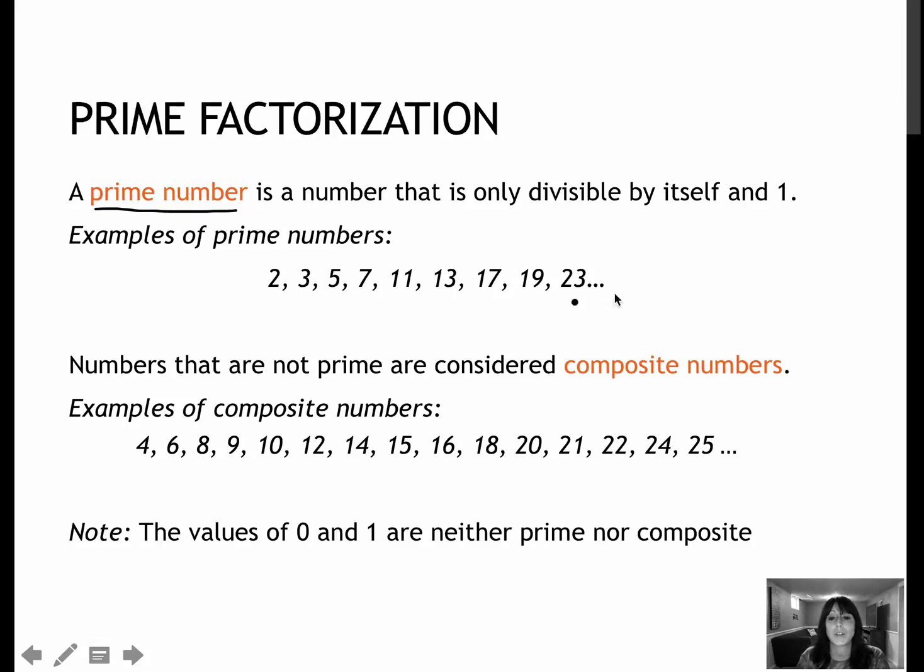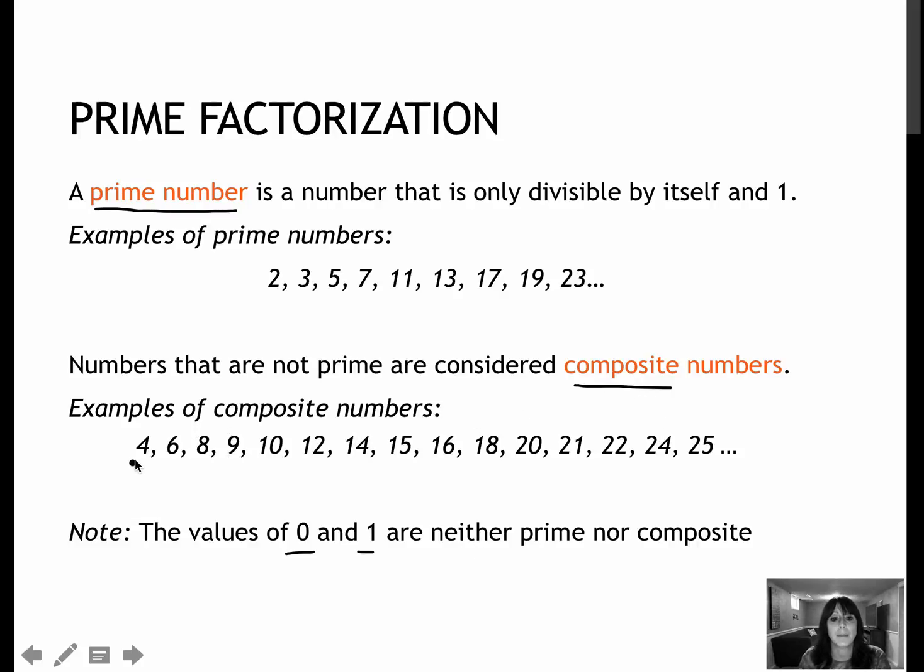So prime numbers I couldn't break down any further, like the number 2. 2 cannot be broken down into 1 times 1, it can only be 1 times 2. 3 can only be 1 times 3, etc. So these are all examples of prime numbers because they won't break down further. All of these are considered composite numbers. So a number is either prime or composite, with the exception of 0 and 1, which are neither.